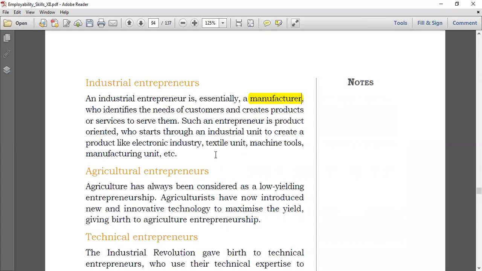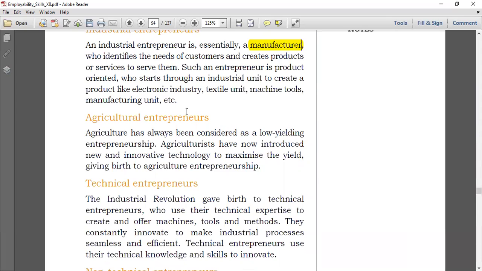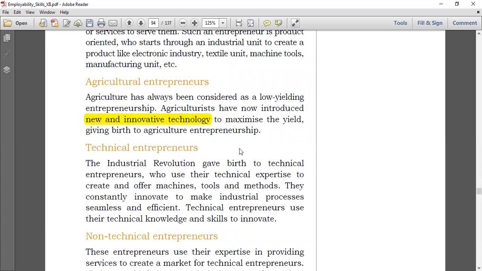So wherever manufacturing is done for some other companies or directly for the customers, that category is the industrial entrepreneurs. Agriculture entrepreneurs: agriculturists have now introduced new and innovative technology to maximize the yield, right? So these people are also called agricultural entrepreneurs now, because they use a lot of new technologies nowadays to increase their yield, increase the productivity. Fine.